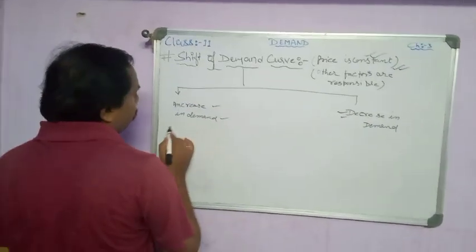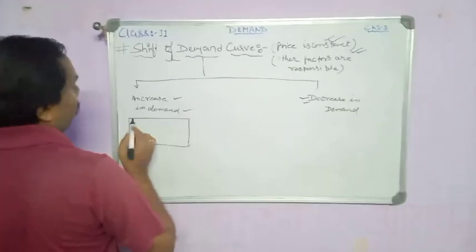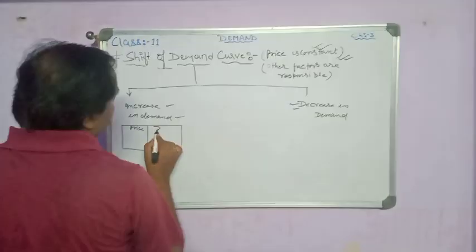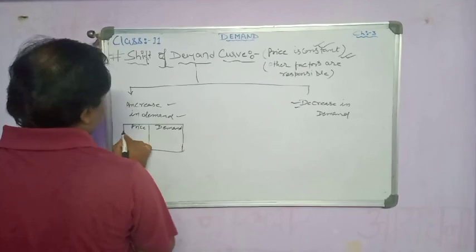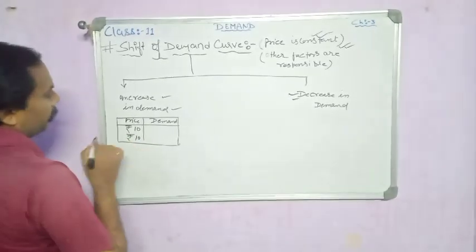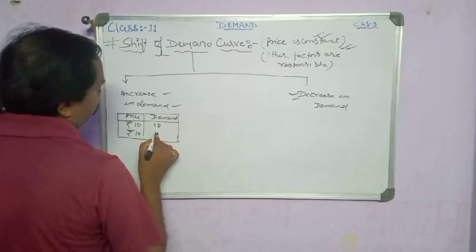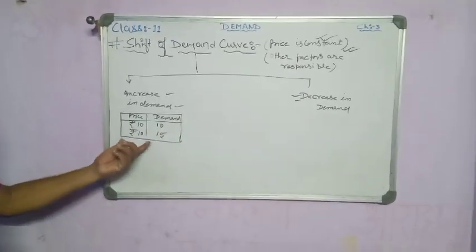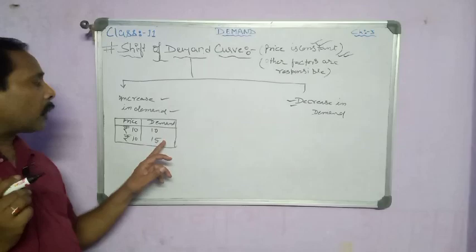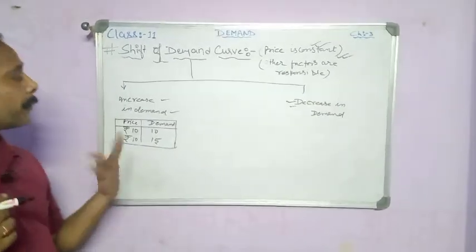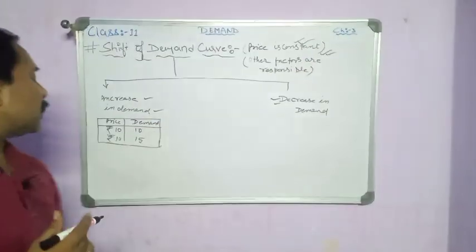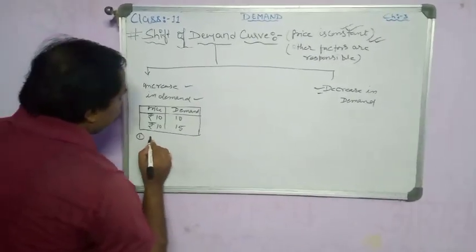So for increase in demand, we can take a schedule with price and demand. Price is rupees 10, again rupees 10. Initial demand was 10, the new demand is 15. So what you find? You find that the price of the commodity is constant, but the demand for that commodity has increased from 10 to 15 units.